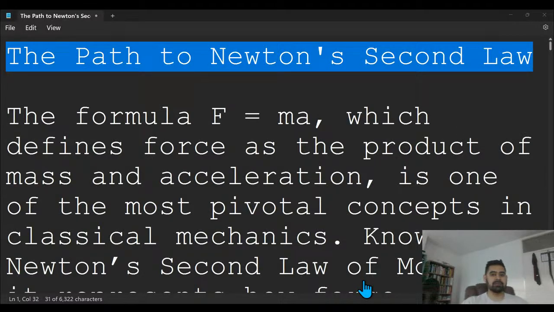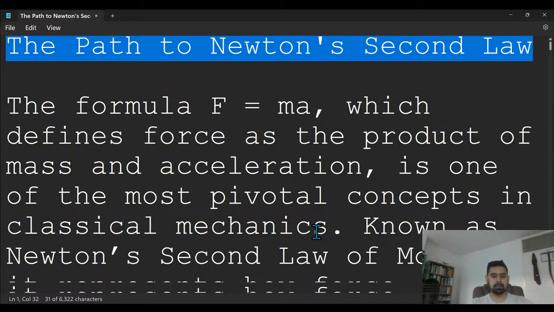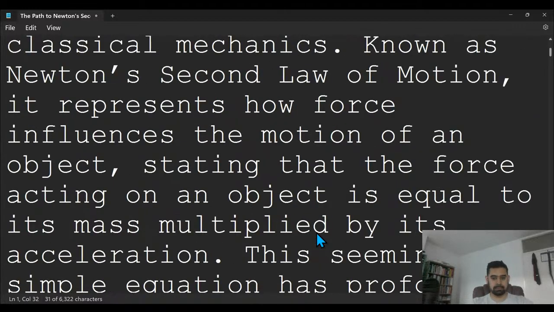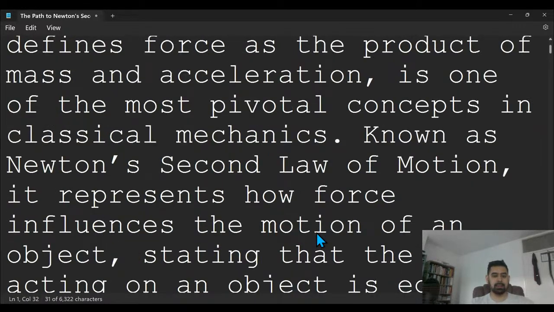The path to Newton's second law. The formula F equals ma, which defines force as the product of mass and acceleration. So force equals mass times acceleration is one of the most pivotal concepts in classical mechanics. Known as Newton's second law of motion, it represents how force influences the motion of an object.